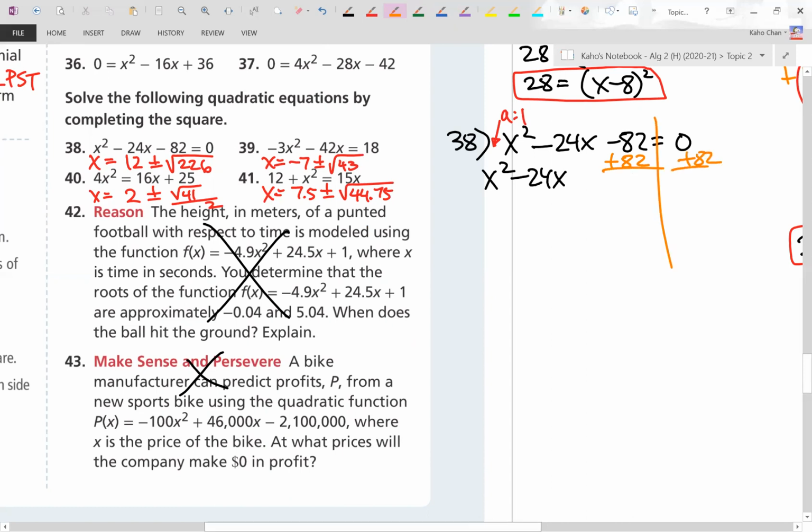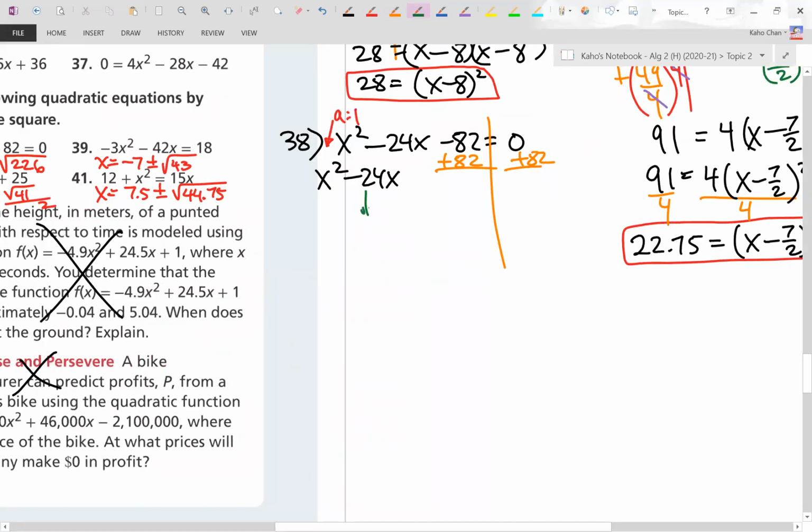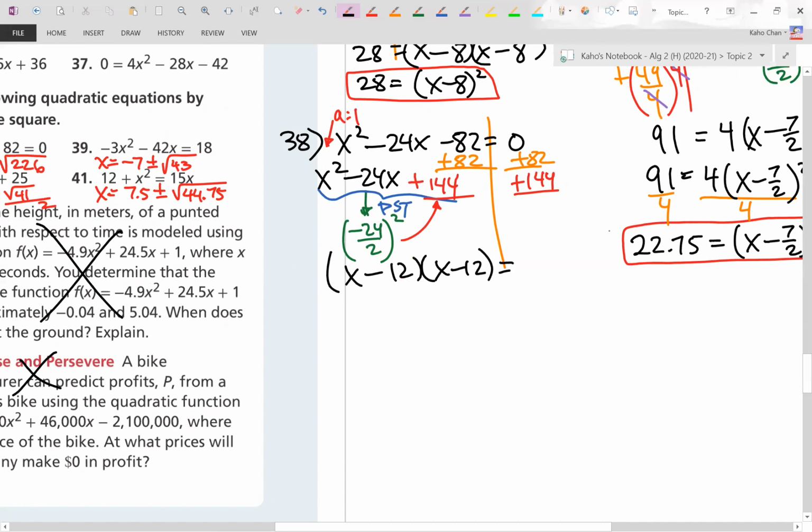Let's complete the square. Half of negative 24 and squared it. So half of negative 24 is negative 12. Negative 12 squared is 144. I have to balance to the other side as well, right? Okay. We've created a PST. x squared minus 24x plus 144 is factorable. That's x minus 12 times x minus 12. On the other side, we have 226. Oh, we mentioned that earlier. Yay.